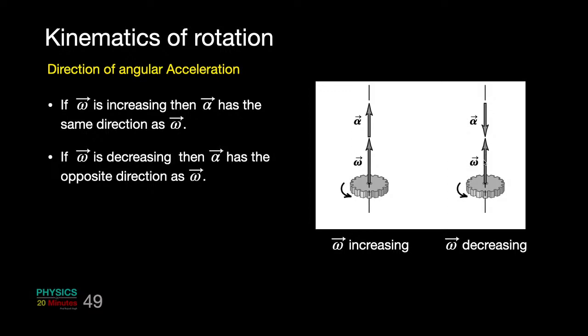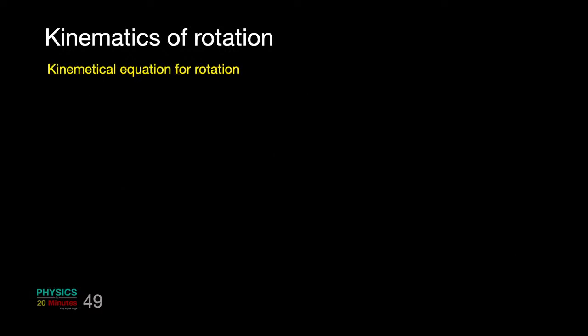So again, the fan is a wonderful example. When you put the fan on from a turned off state, the angular velocity increases, then its alpha and omega point in the same direction. When you turn the fan off, the angular velocity decreases, so alpha now points in the opposite direction.